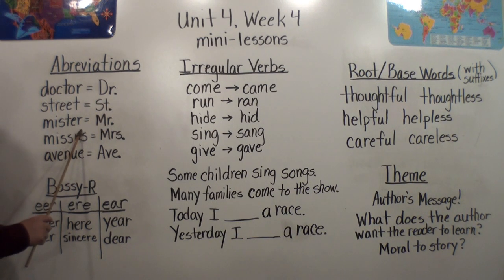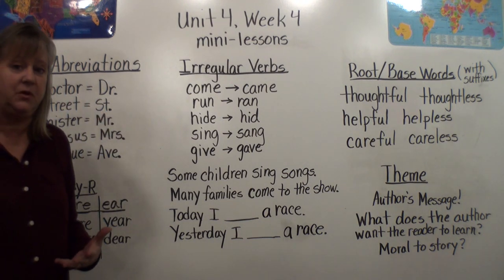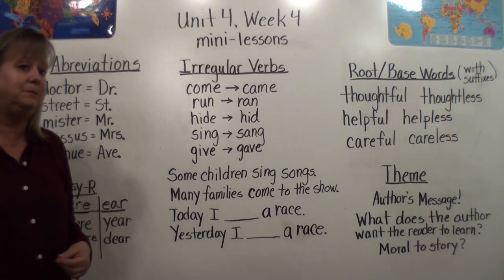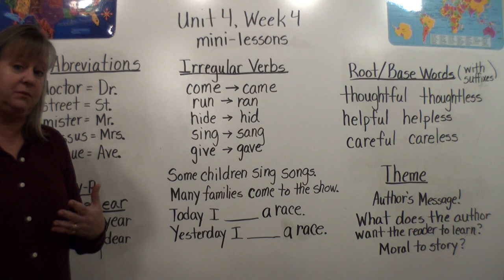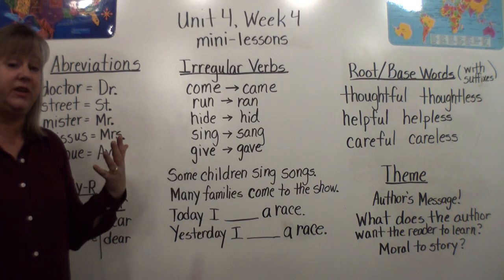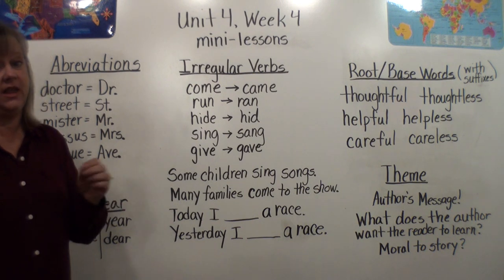For mister, we put a capital M and a lowercase r and a period. For Mrs., I'm not sure that's how you spell it, I think, but this is how we usually write it. A capital M and then a lowercase r and s and a period. And then avenue, and you spell it with a capital A, a lowercase v, and a lowercase e, and a period. There are many more abbreviations than this, but I just wanted to give you an example. For instance, I live on a street that's Molar Drive, and Drive is abbreviated with a capital D, a lowercase r, and a period.